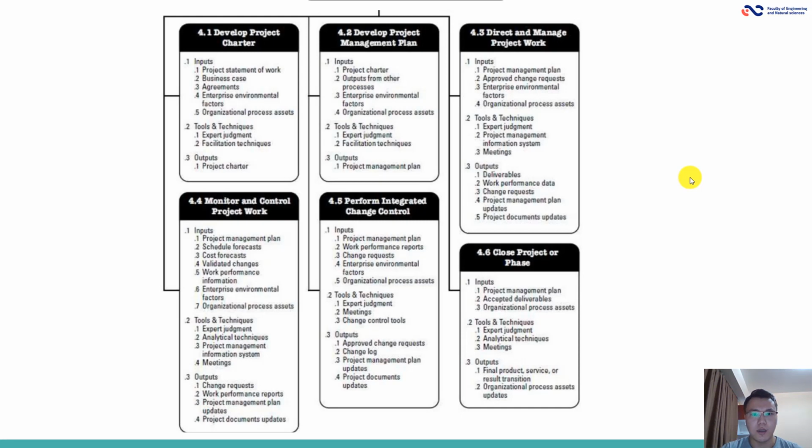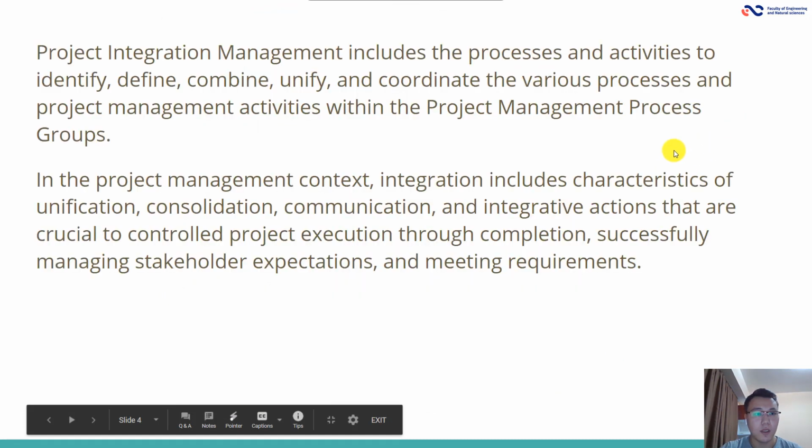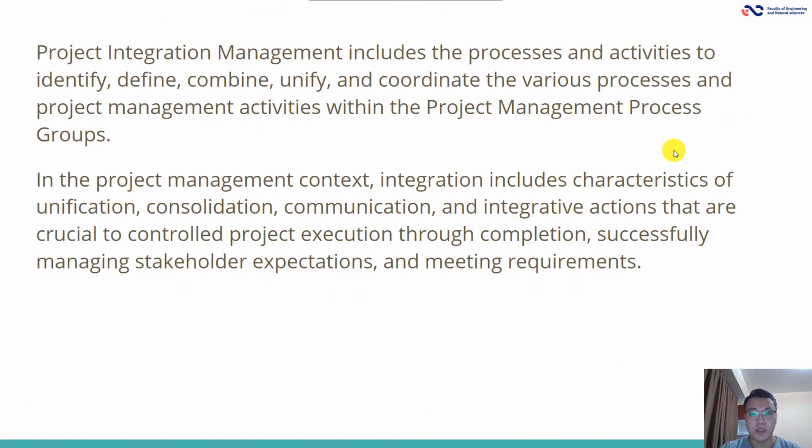It is a general workflow diagram of our project. It starts from develop project charter, and then develop project management plan, direct and manage project work, monitor and control project work, perform integrated change control, and close project or phase. We will see each part separately. Project integration management includes the processes and activities to identify, define, combine, unify, and coordinate the various processes and the project management activities within the project management process groups.